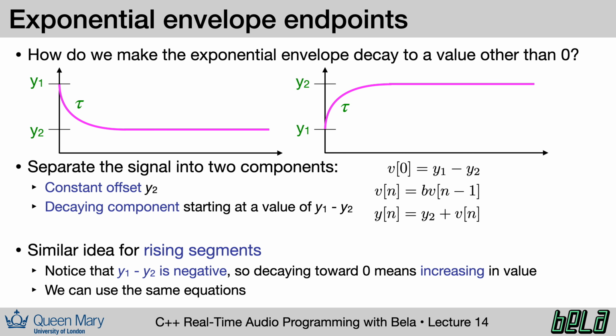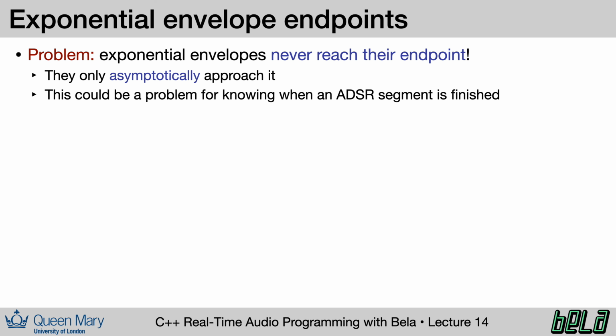The same thing applies if we want our segment to be rising rather than falling. The equations here are exactly the same, except now y1 minus y2 is a negative number rather than a positive number, such that when v of n decays toward 0, the value of y increases rather than decreases. Now we have a potential problem here, which is that an exponential envelope never actually reaches its endpoint. It only asymptotically approaches it.